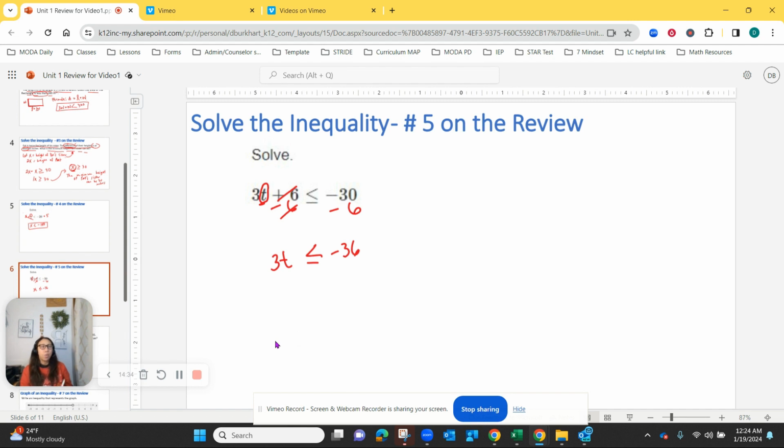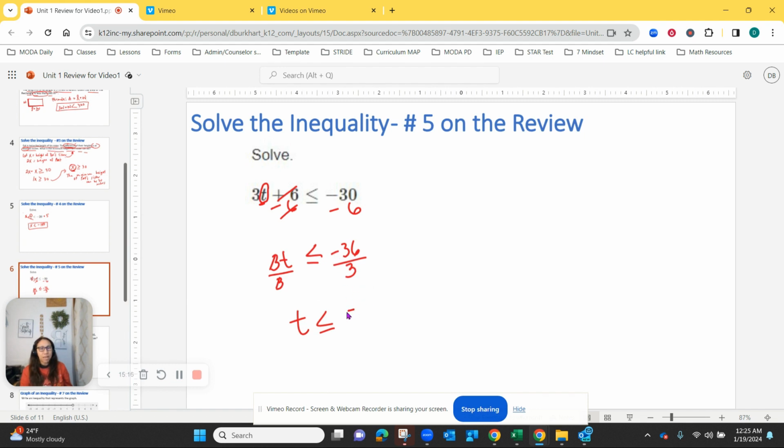All right, now our answer does not end there yet because we have to find the value of t. So 3 times t, the opposite of multiplying 3 to t is dividing it by 3 to isolate the t, or to isolate the variable by itself. Isolate means to get the variable by itself. So what you do on one side, you have to do on the other side. So 3 divided by 3 cancels out, meaning it's just 1t or just t. Copy down the symbol, less than or equal to.